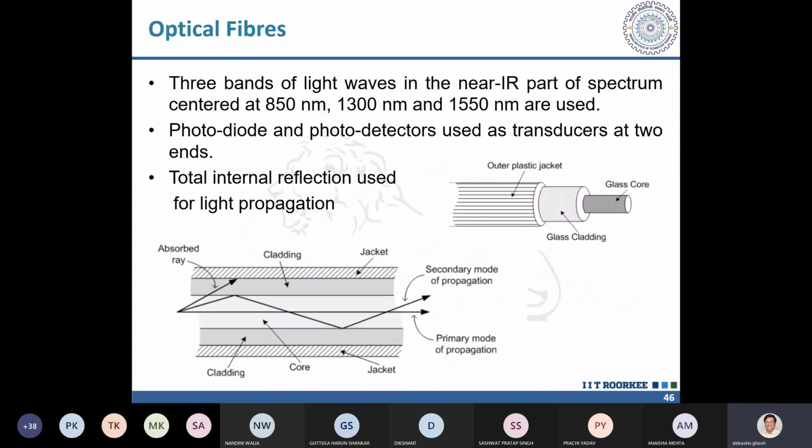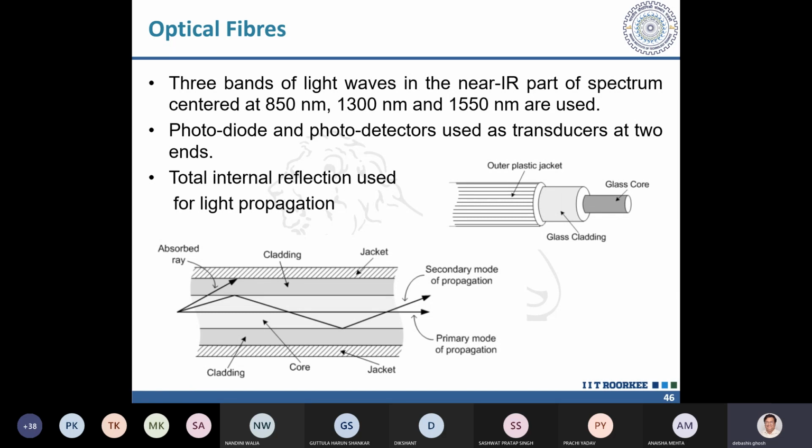And next, just the last slide here, optical fibers. Again, just a basic idea on optical fibers. This is the structure. You have an outer plastic jacket, then a glass cladding, and inside you have a glass core. So here you have a glass dielectric through which light, which is an electromagnetic wave, flows through this medium. The principle used here is total internal reflection.